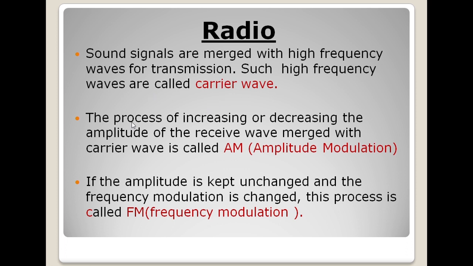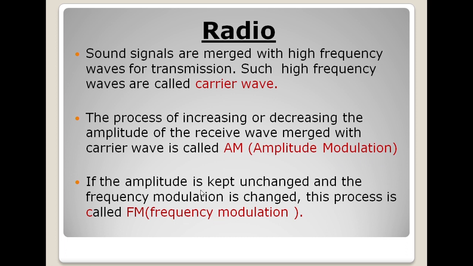The process of increasing or decreasing the amplitude of the received wave merged with carrier wave is known as AM or amplitude modulation. This is the carrier wave, and the received wave means the sound wave. If the modulation occurs in amplitude, then it is known as AM or amplitude modulation.